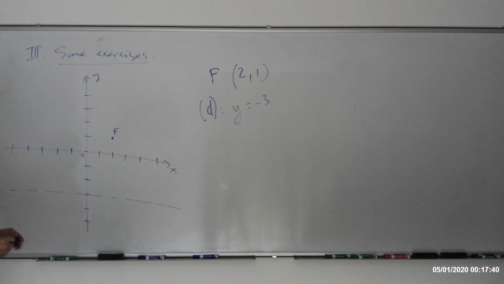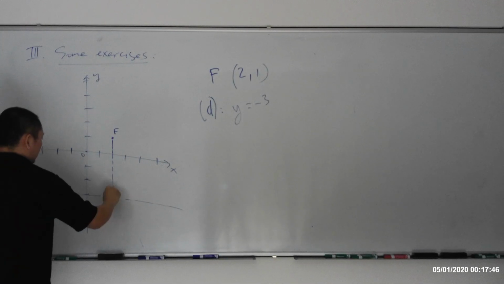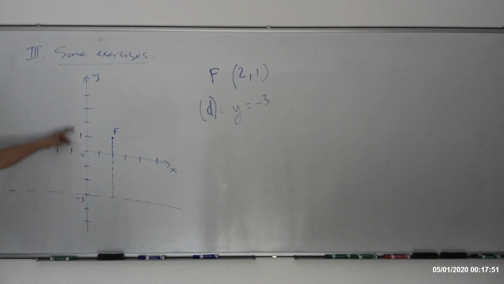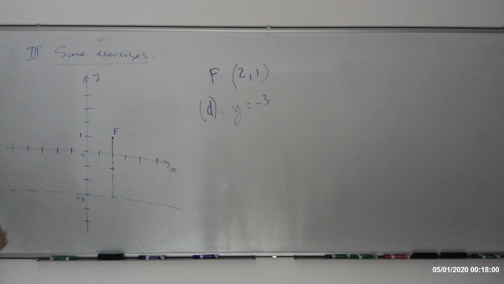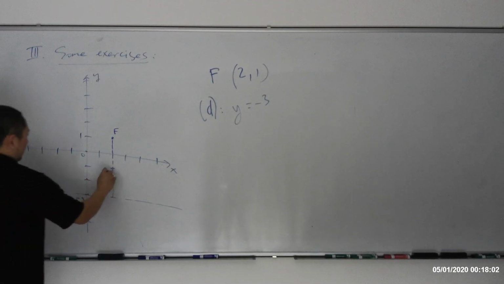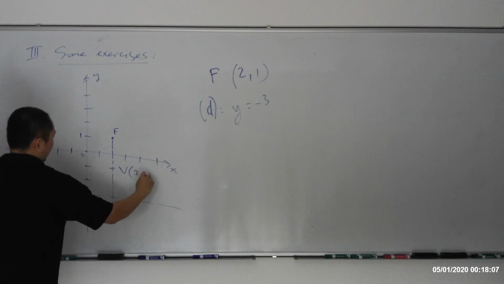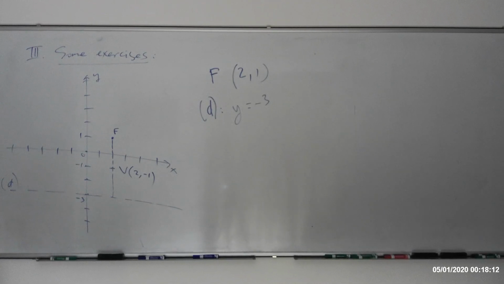You know for sure that your parabola will open upward. Okay? And how far is the distance from the focus F to the directrix? This is 1. This is negative 3. So the distance will be 4 units. Right? 1, 2, 3, 4 units. And you know that the vertex is always right in the middle of the focus F and the line D. So the vertex will be at (2, negative 1). Negative 1 is right in the middle of 1 and negative 3.